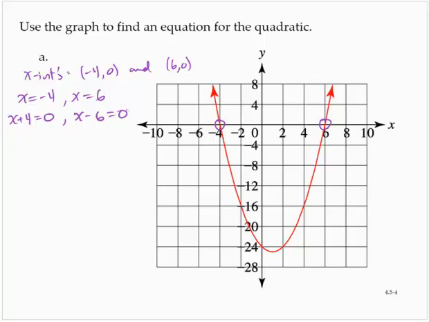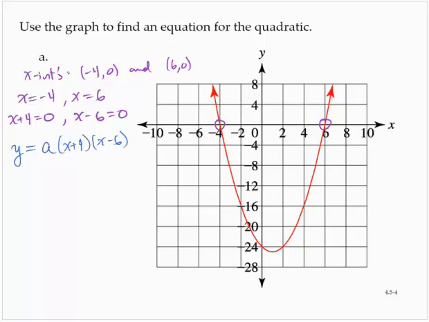So what I see here is I have two factors. I have a factor of x plus 4 and a factor of x minus 6. So I can write the equation of the quadratic as y equals a times (x plus 4) times (x minus 6). And now all I have to do is figure out what is the value of a.